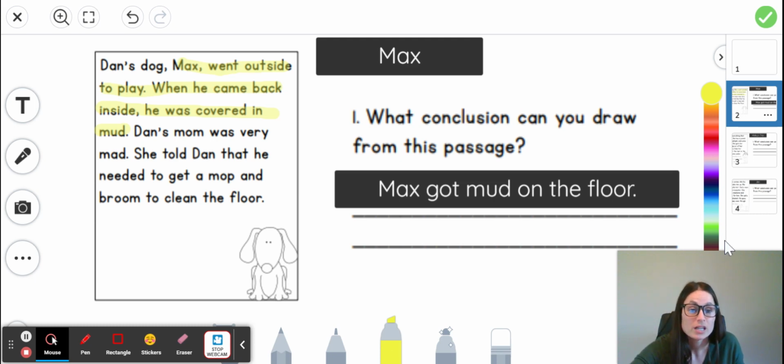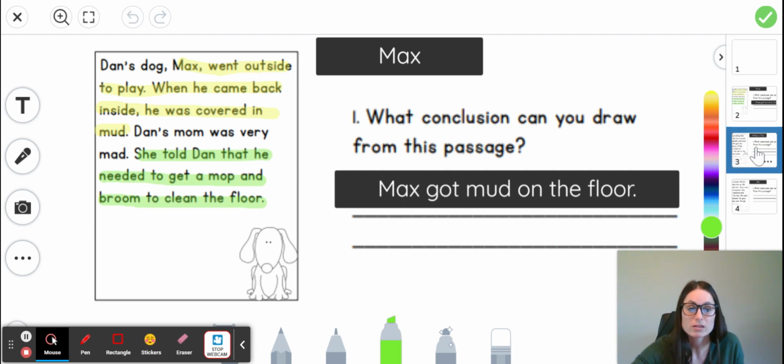So that's a clue. Another clue that tells me that Max got mud on the floor is Dan's mom told Dan that he needed to get a mop and a broom to clean the floor. Well, if there's mud all over the floor, you would need to get a mop and a broom to clean the floor. So let's look at the stories that you are going to read and draw conclusions with.